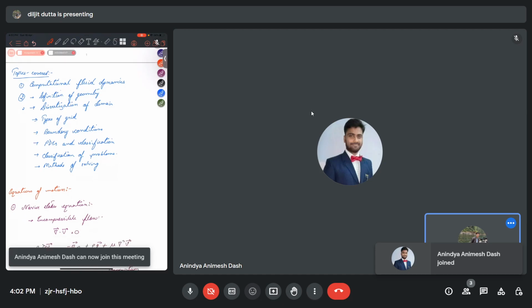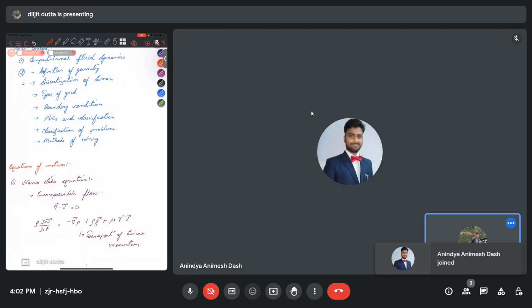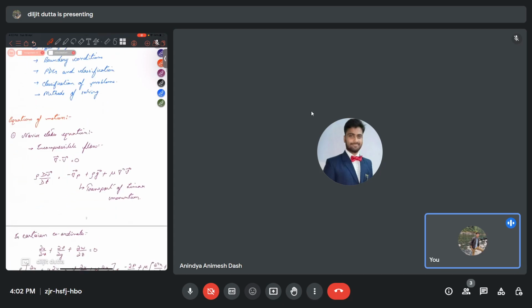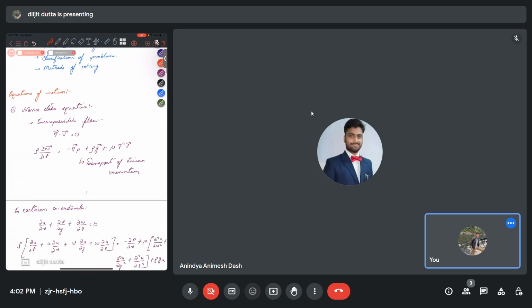Okay, so before proceeding, we'll have a look at the fluid flow equations. The first and most important equation in fluid flow is the Navier-Stokes equation. The Navier-Stokes equation is basically a fluid flow equation that is used for transport of linear momentum. If we have incompressible flow, that is rho is equal to constant, in that case our continuity equation changes to, I am writing the equations in vector form.